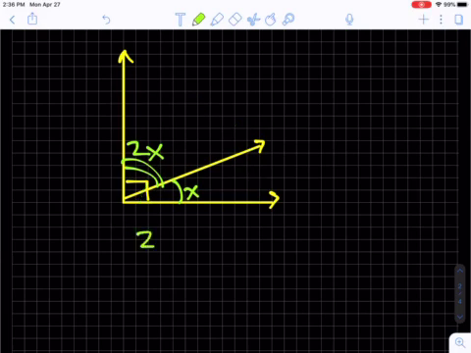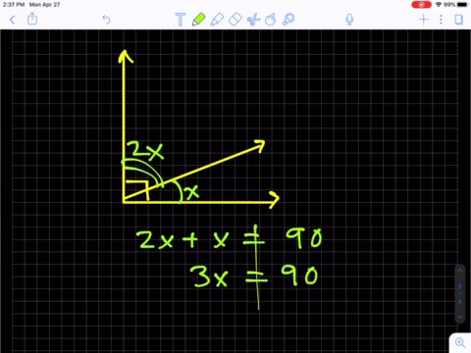So I know that 2x plus x, because they're complementary angles, is going to equal 90 degrees. It's not complicated. It's just looking at it and saying, I know the sum of them is going to be 90. So I just set up a real simple equation here. 2x plus x gives me 3x, and then I have 3x equals 90. Got my little fence set up. We're going to divide each side by 3 to get x by itself. And then you get x is 30 degrees.